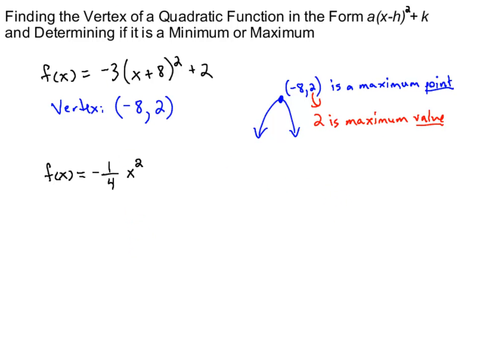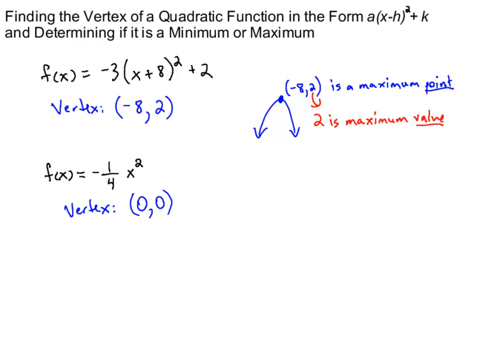Okay, let's try another example. In this case, we need to get the vertex, we need to figure out what would make the x part of this 0. Well, the x part is simply x. So if x is 0, then x squared is 0. So the x coordinate of the vertex would be 0. And you can see that if x is 0, x squared would be 0, and 0 times -1/4 is also 0. So the y coordinate is 0 as well, because when x is 0, y is 0.